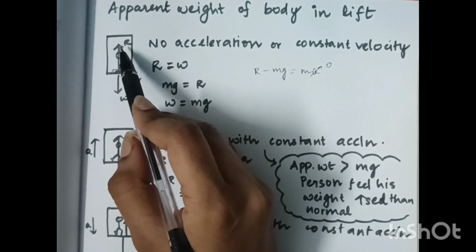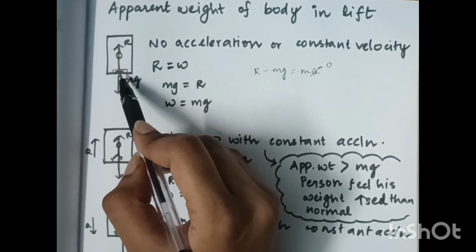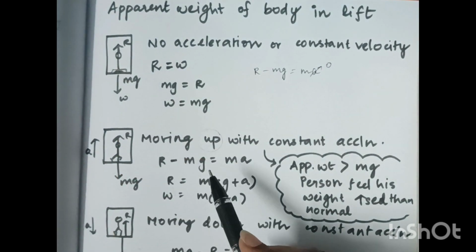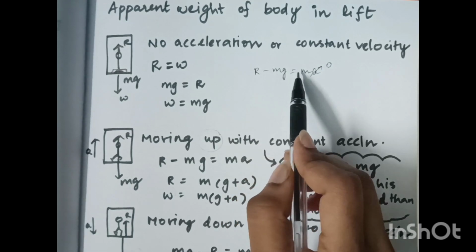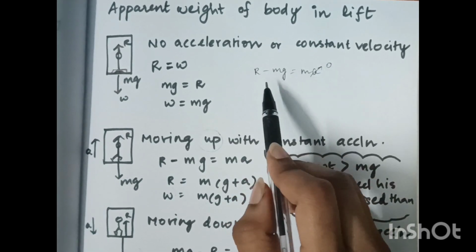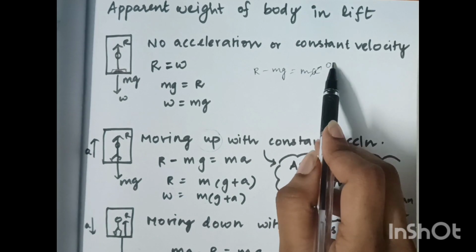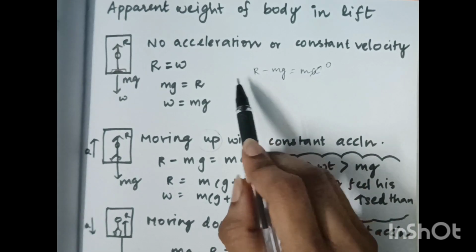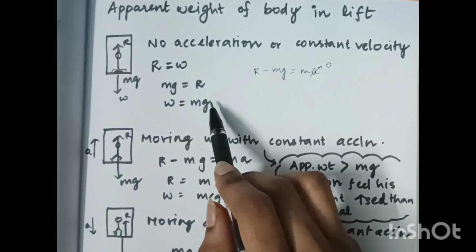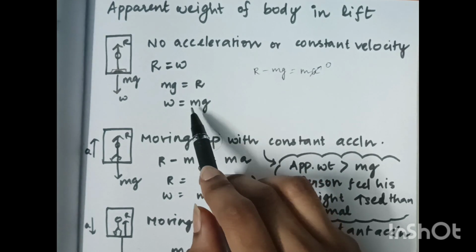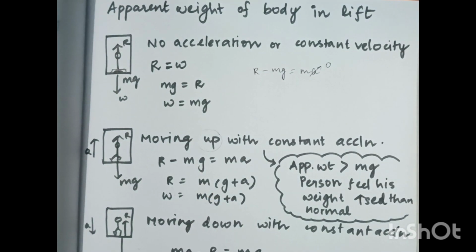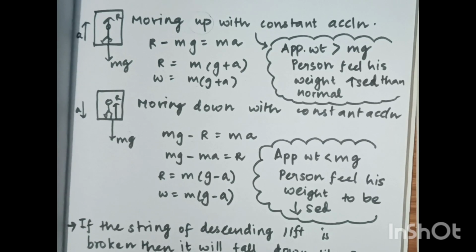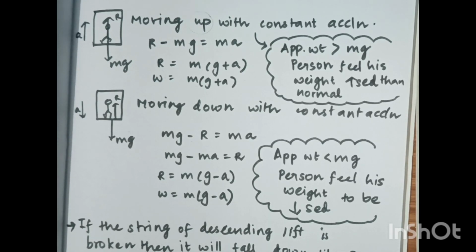So here we are considering R is acting upwards and mg is acting vertically downwards. So R minus mg equals to mass into acceleration. So here there is no acceleration. So this term is 0. So R equals to mg. If R equals to mg, then W is equals to mg. So the machine will read mg as the weight of the person. Let us see two more cases.